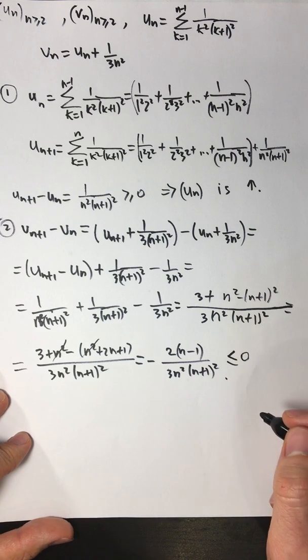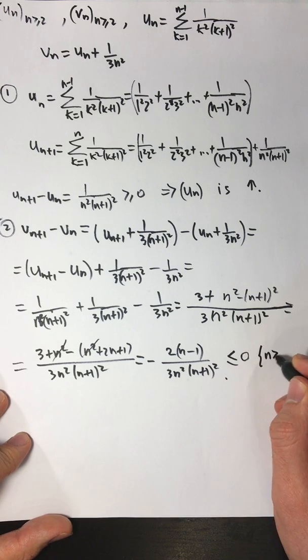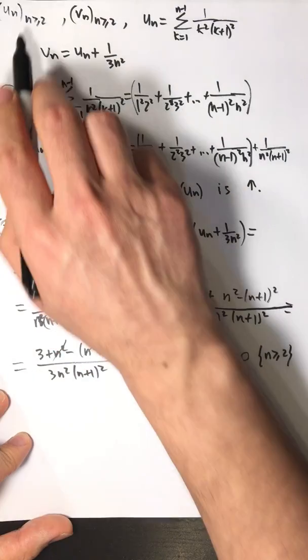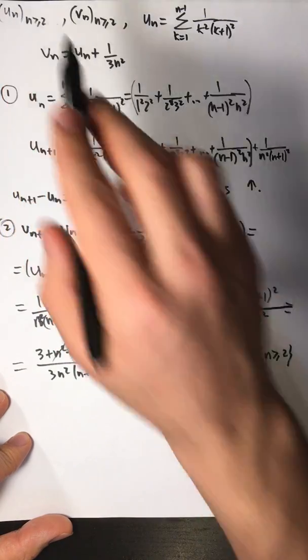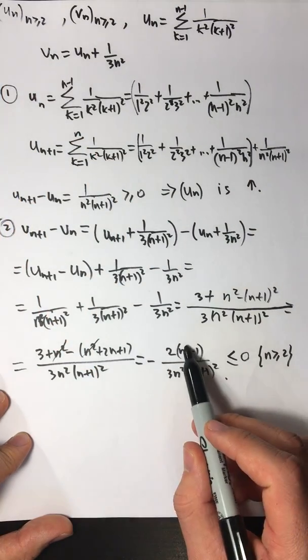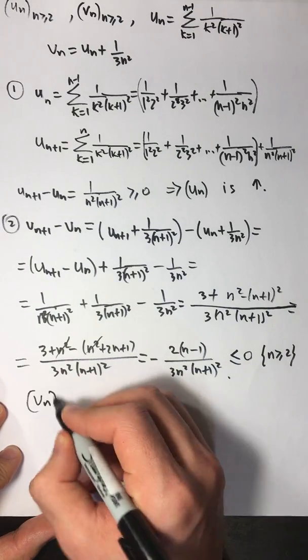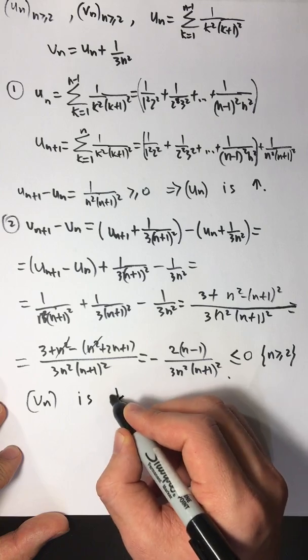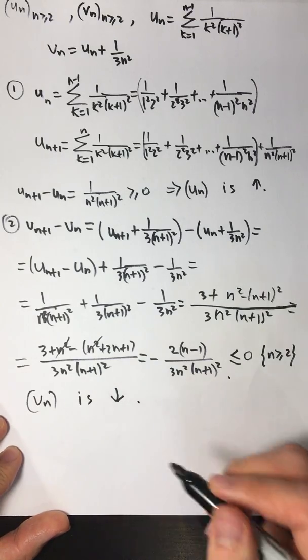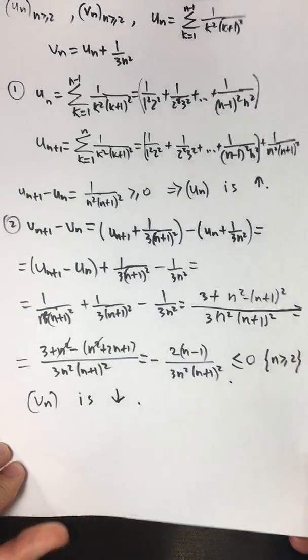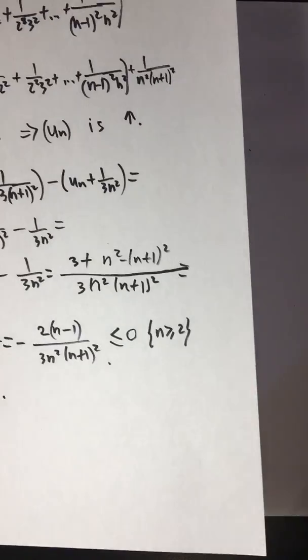Why? Because n is more than or equal to 2, it's given. Because n is more than or equal to 2, this is always positive, and because of this minus, it's gonna be negative. So Vn is decreasing. Okay, and now I'm gonna take the next paper, this one.